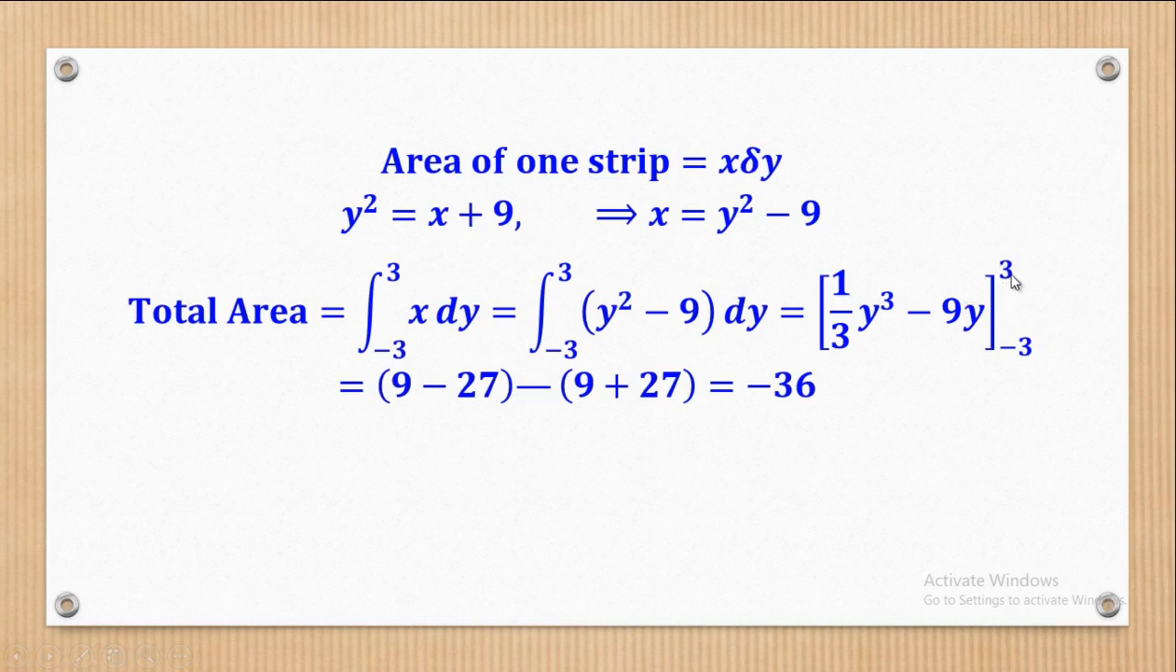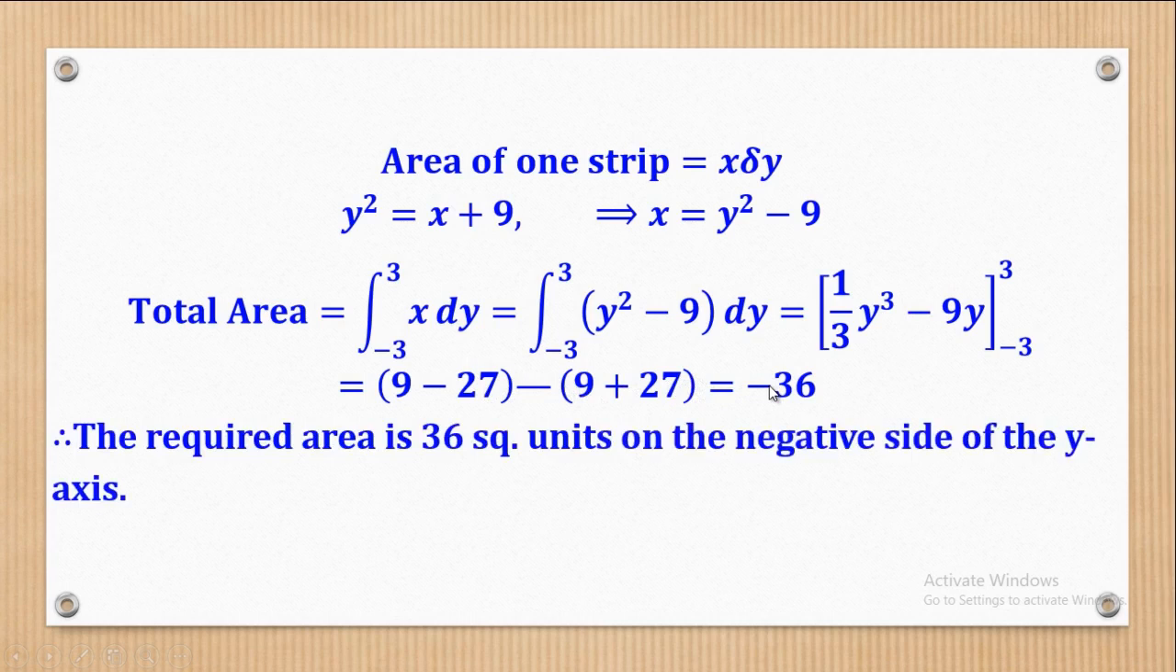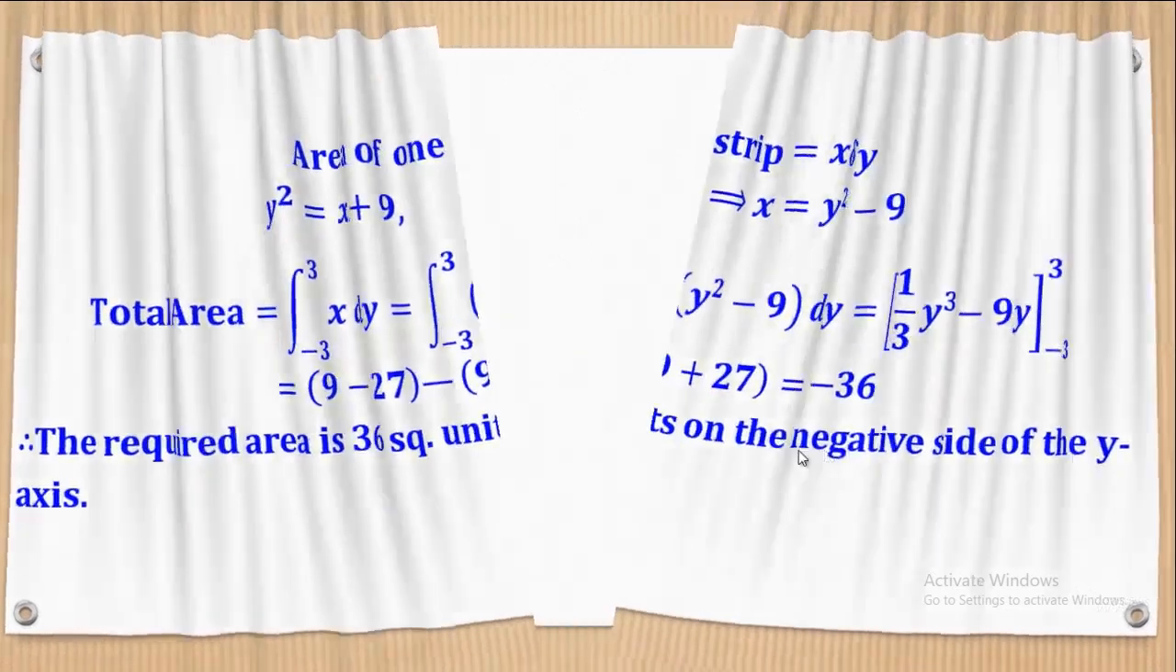Next is to substitute the limits. Start with the upper limit: where there is y, put 3. You'll come up with this bracket, then minus, where there is y, put negative 3. You come up with this bracket. And when I simplify, I'll come up with my answer as negative 36. Therefore, the required area is 36 square units on the negative side of the y-axis. So the negative sign here means that the area is on the negative side of the y-axis, as we saw in the sketch.